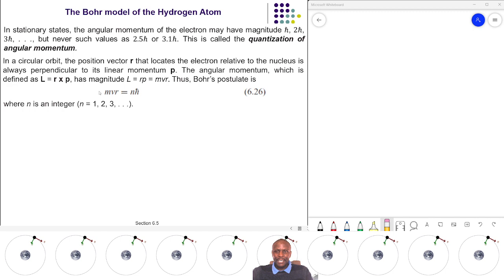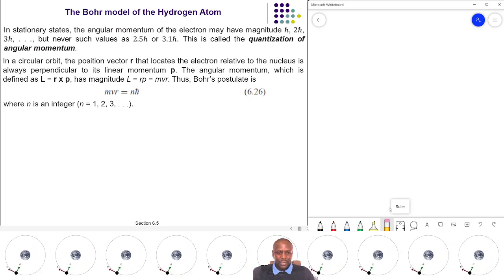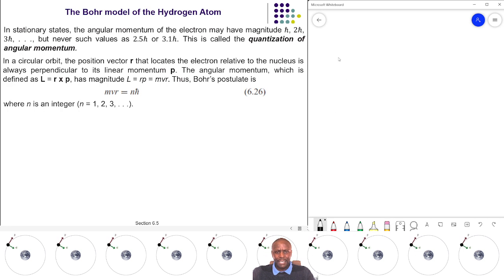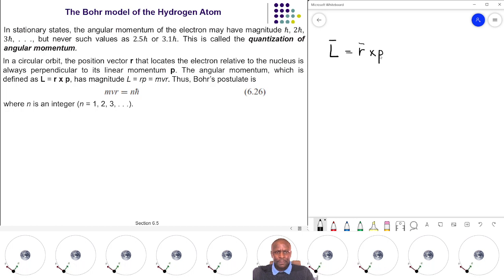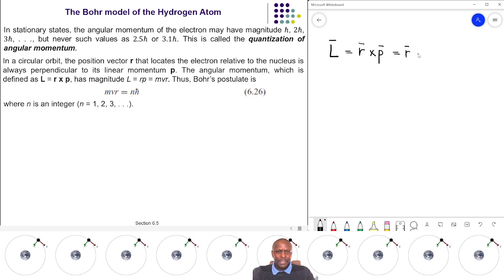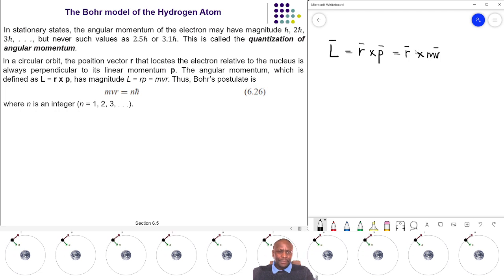Now, as a result, the magnitude of this L cross R... I just want to remind you about the vectors, that the angular momentum vector is just given by r cross p. But I want to write this as r cross mv. But r and v are perpendicular to each other.